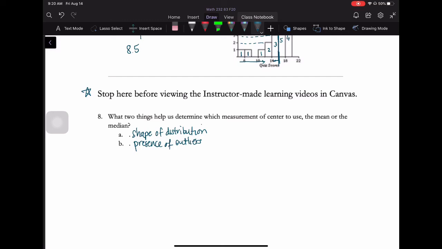Question 8 says, what two things help us determine which measurement of center to use, the mean or the median? The shape and the presence of outliers. Those are our two deciding factors as to whether we're going to use the mean or the median.